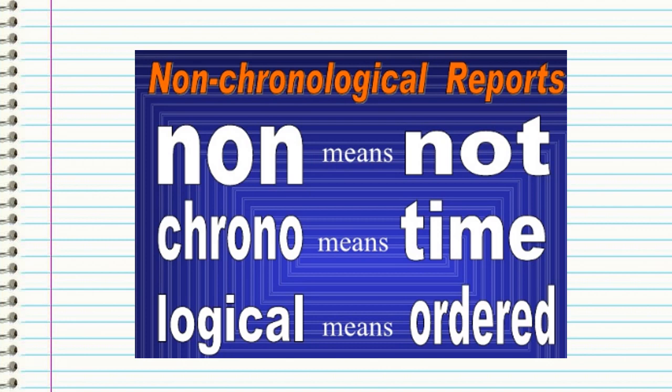Now the words non-chronological actually tell us what the report is going to be like. So non means not, chrono means time, and logical means ordered. So it's a report that is not time ordered. It doesn't need to be in order of when events happened.